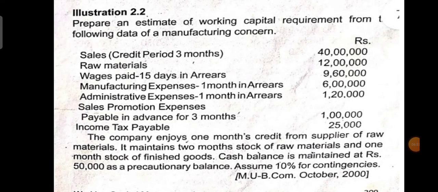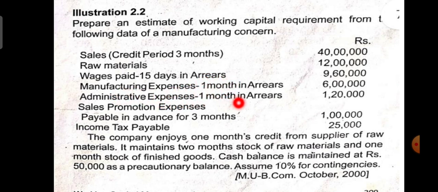Prepare an estimate of working capital requirement from the following data of a manufacturing concern. Here the information given is sales of 40 lakhs. You can observe in the bracket that the credit period is 3 months. The credit period allowed for sales, that means credit period allowed to debtors, is 3 months. You know that debtors are valued on the basis of cost of sales. Remember, raw materials total 12 lakh. Wages are paid 15 days in arrears. So total wages 9,60,000 into 15 days, that means half a month, so 0.5 divided by 12.